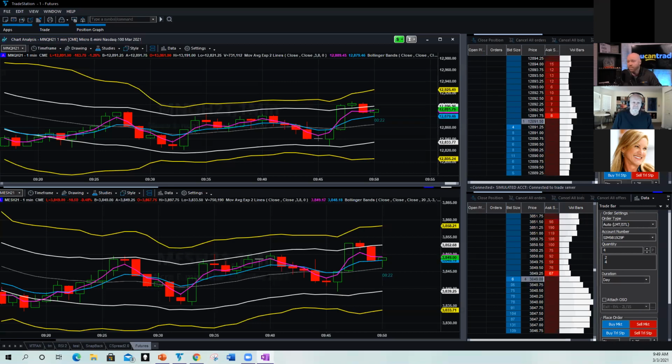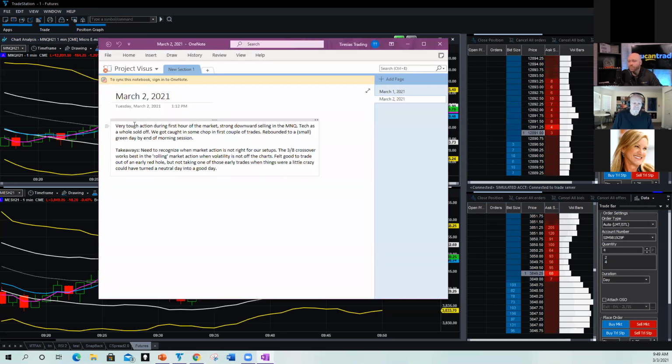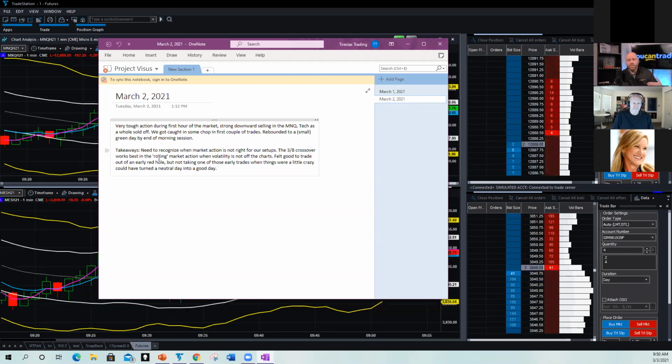So here's an example of what we were looking at yesterday. Most days I write a little more than this, but we do this journaling together in my room. Yesterday we weren't seeing the types of setups that we like, and we were following our rules, and we were getting popped out of some trades. Once the market settled, we took what was a red day and made it a green day, slightly green, but a green day nonetheless. Then I went in and made these notes, and at the end of the week, I'll go back and look at the actual journal.